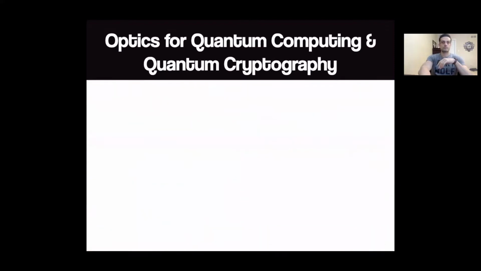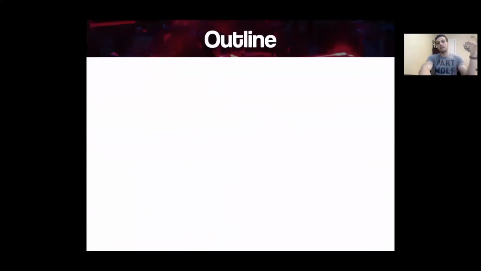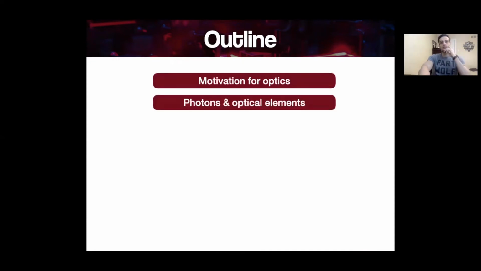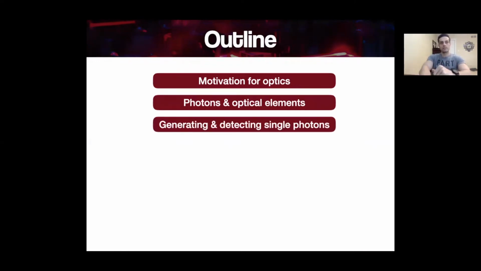So let's begin. So an outline for how the lectures will be structured. First, we're going to have a foundation in optics. So we're going to look at the motivation for using optics. And then we're going to look at understanding how to describe photons and their states, and look at some optical elements that we'll be using to control the state of photons. From there, we'll look at how to generate and detect single photons. And this is really where the quantum enters the picture, if you will.